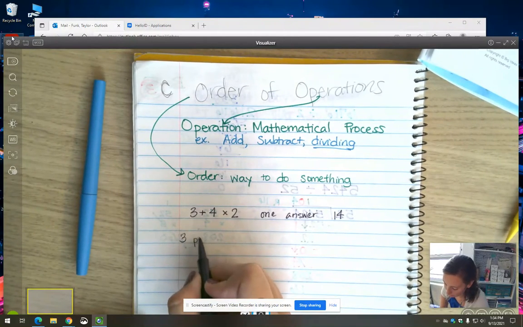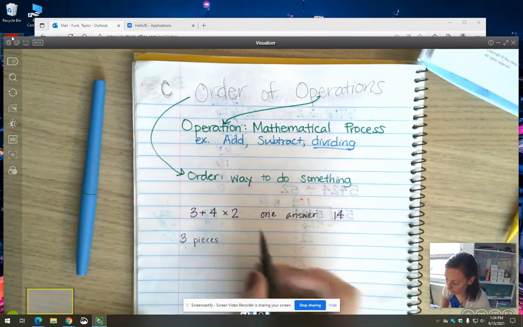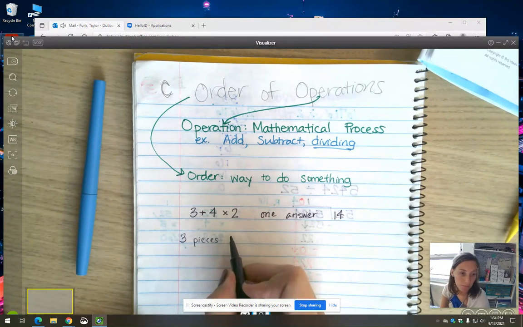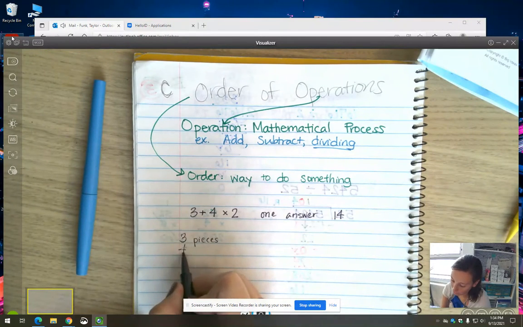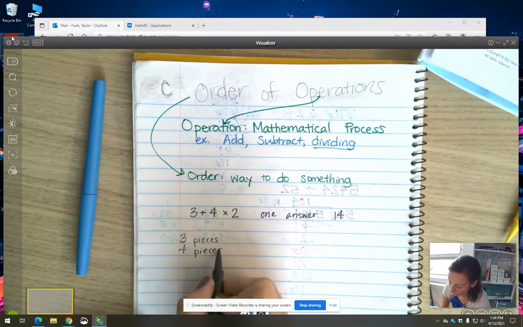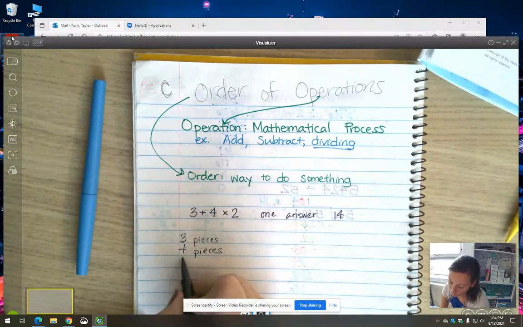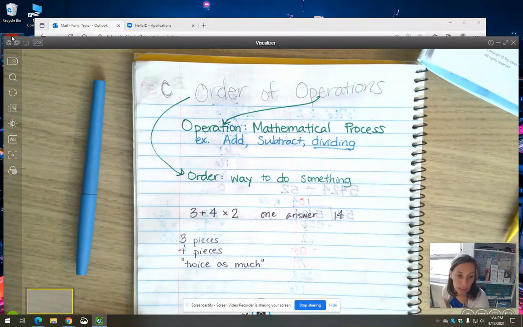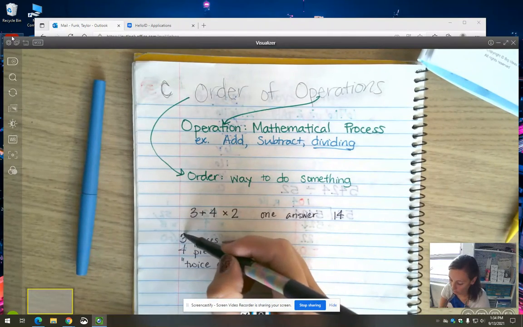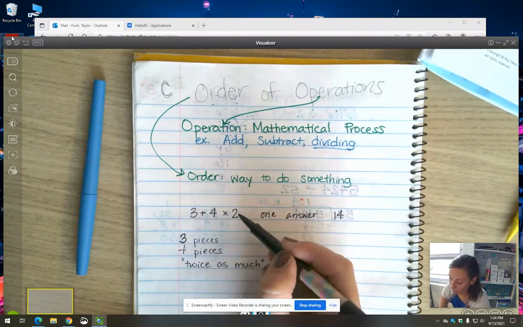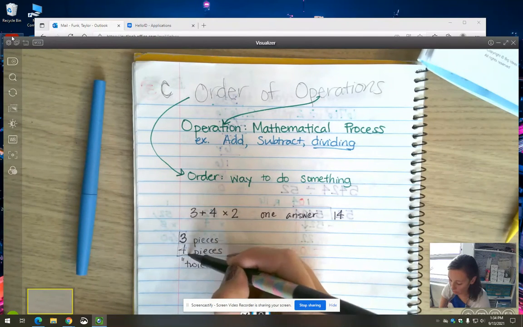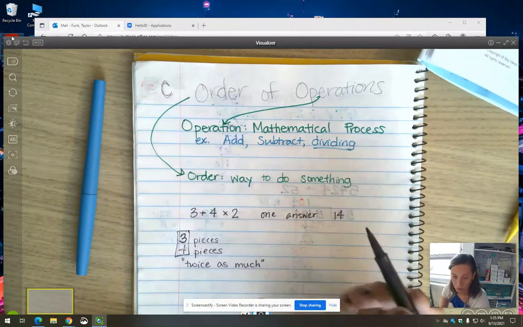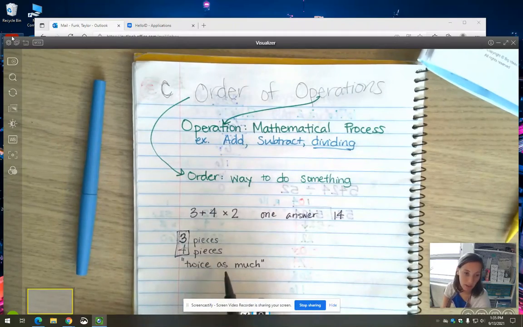But if we were to say this represents a story, so this being that I had 3 pieces of candy, and then my other friend had 4 pieces of candy, and then we had a third friend who had twice as much candy as both of us put together. Now these numbers mean something, and so it matters what order we do things in. So before we would multiply, we would combine these two. 3 plus 4 is 7, and then we would do that times 2.